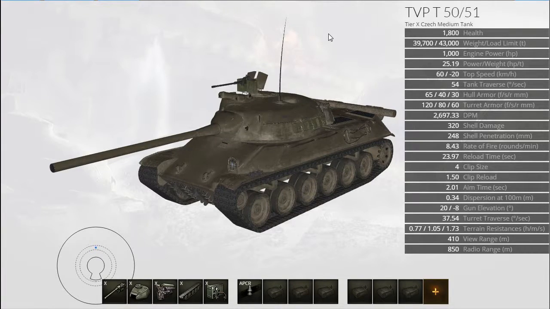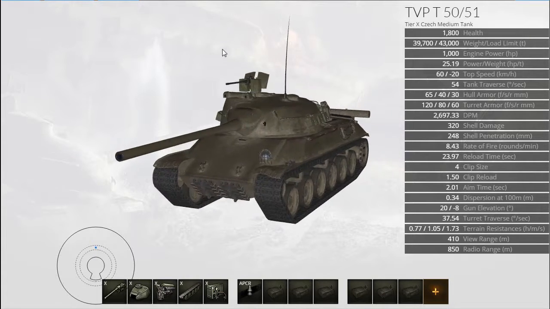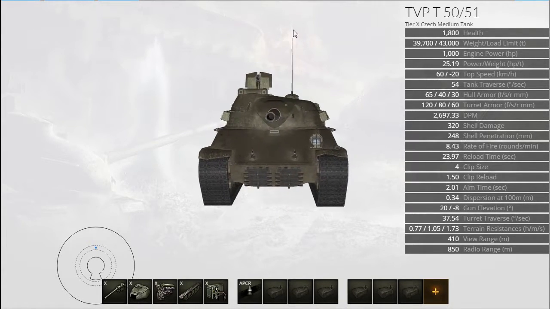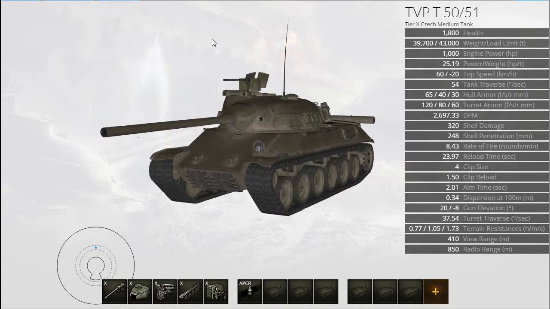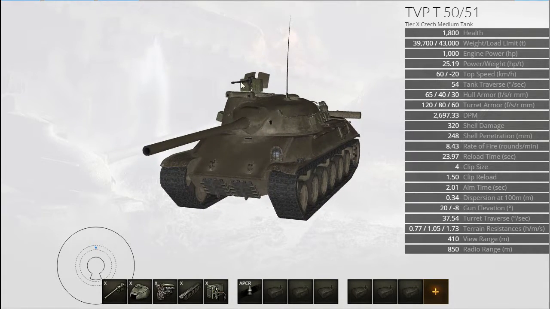Weak spots in World of Tanks with Dangerously Incompetent. The TVP T50-51, Tier 10 Czechoslovakian medium tank. At first glance, this looks very much like the Skoda T50. The turret looks very similar. In fact, I'd almost go so far as to say identical, apart from it's got a machine gun on top.